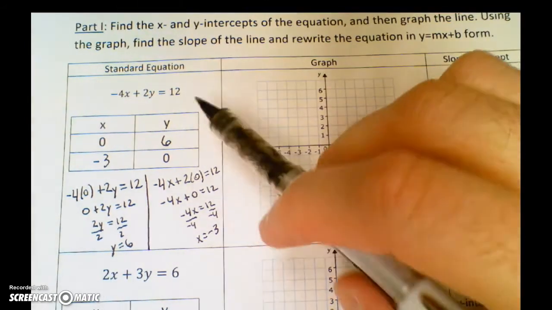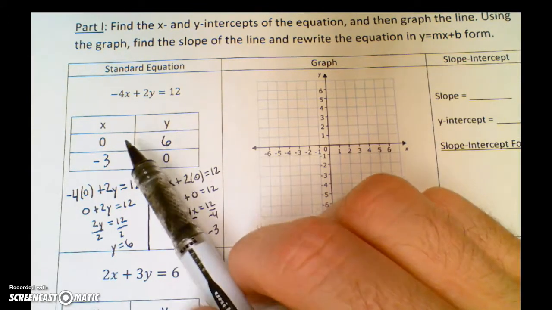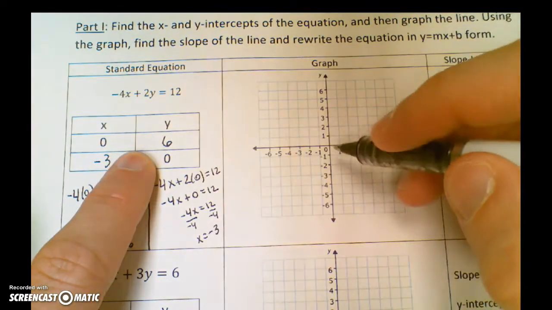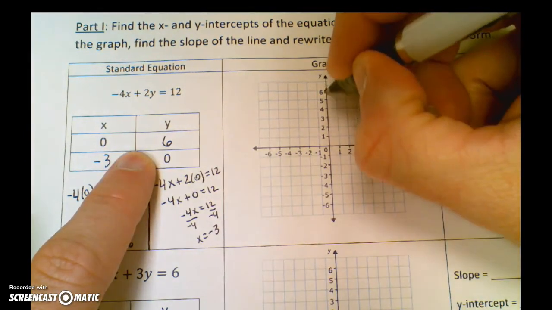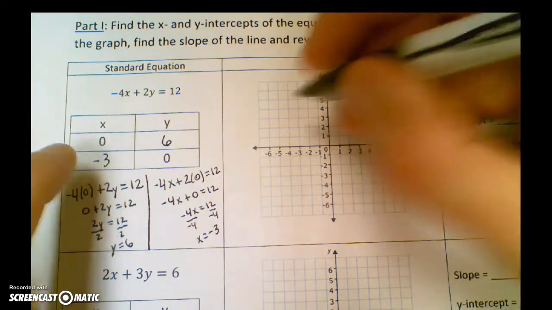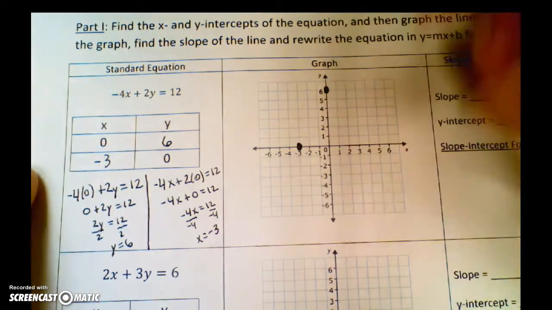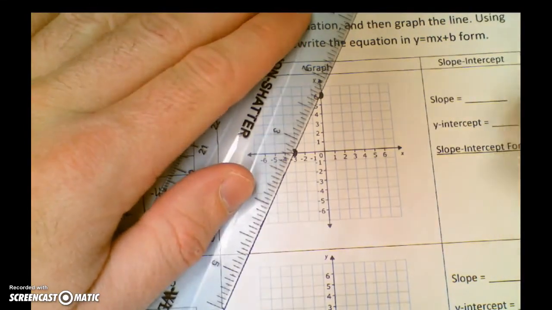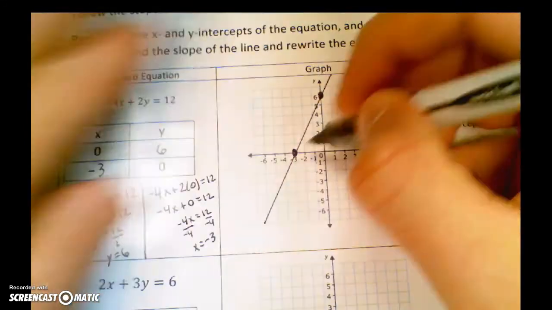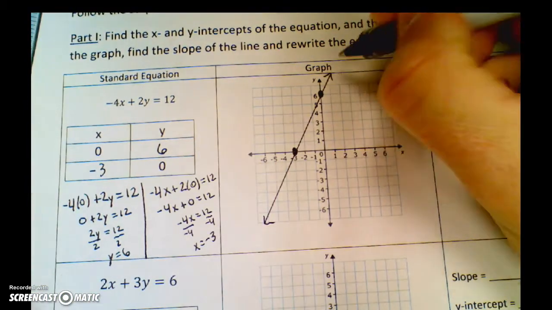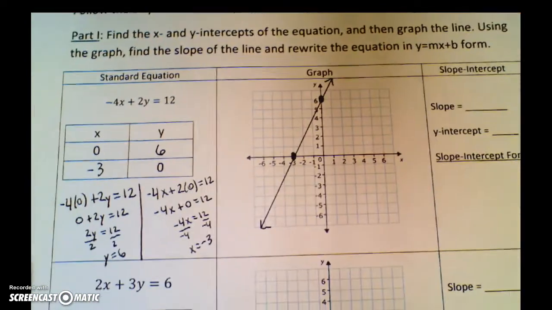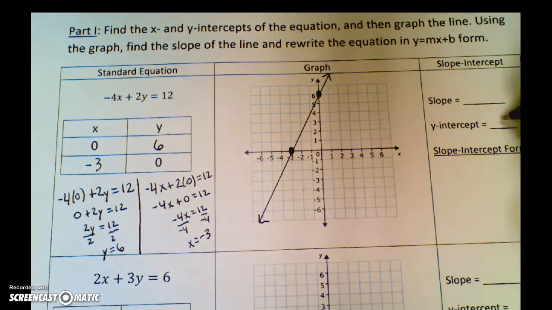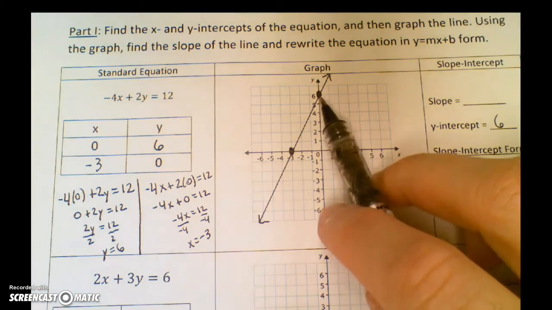So we started off the unit with these type of problems. These gave me my x and y intercepts. So I could plot these answers onto my graph. (0, 6) is up here, and (-3, 0) is right here. From this, we can identify the y-intercept on our graph. So the y-intercept is equal to 6, because it's at (0, 6).